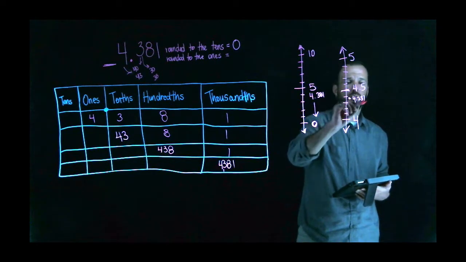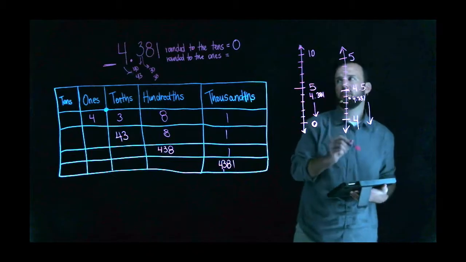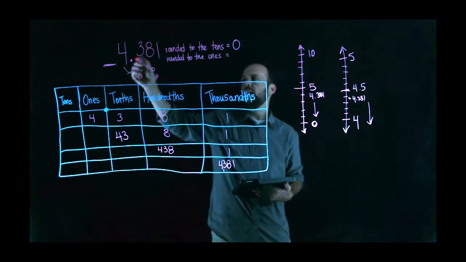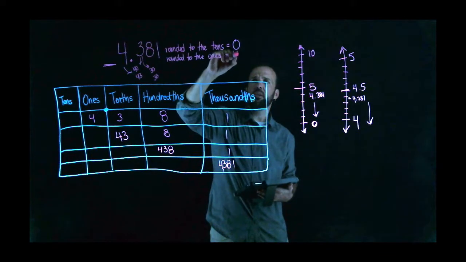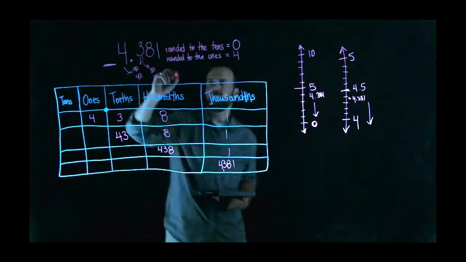Not quite to 5, right? It's below 5, so we're going to round down. We're going to round down to 4. So 4 and 381 thousandths rounded to the ones place is going to be 4. Cool? All right, let's keep going.